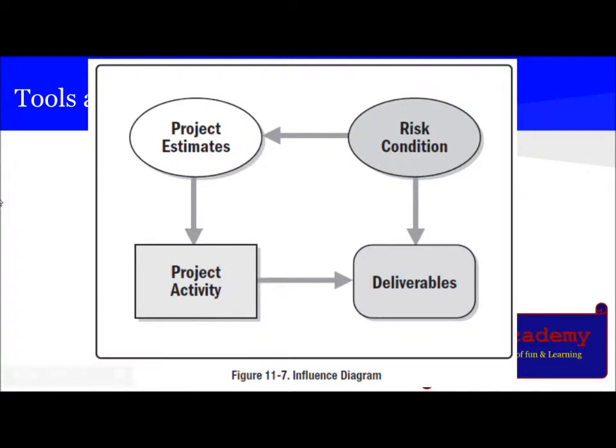This is the diagram which shows the influence diagram. This is a project estimate which is based on the project activity and deliverables, and the risk condition applies to both the project estimate and deliverables.